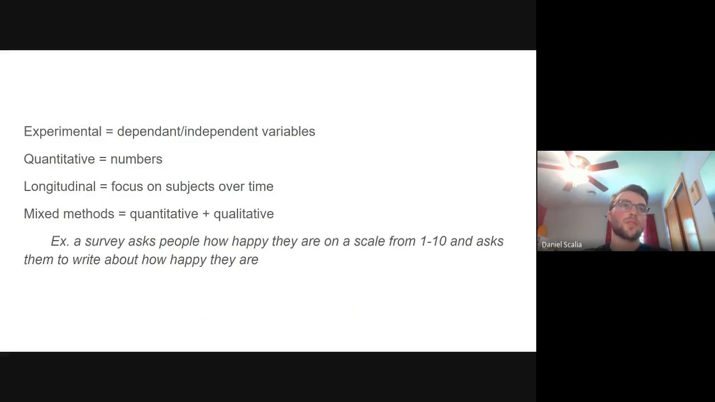So experimental, that's basically your standard science experiment, where you have dependent and independent variables, and you're ultimately trying to find a causal relationship. Quantitative just means numerical analysis, so usually the two go hand in hand. Longitudinal, you can kind of see what it means. It's a focus on subjects over time, whether that's weeks, months, or even years.